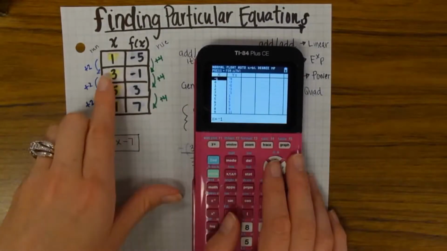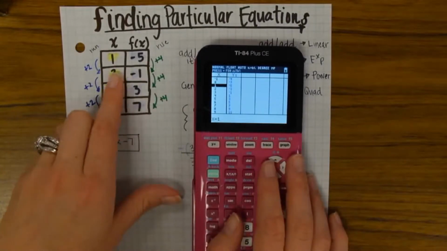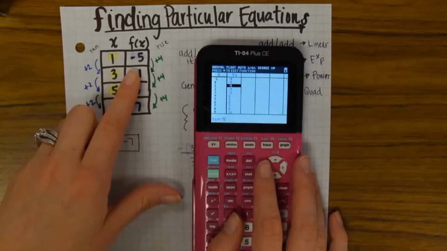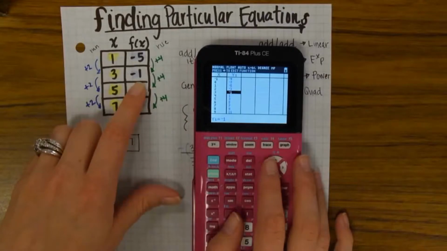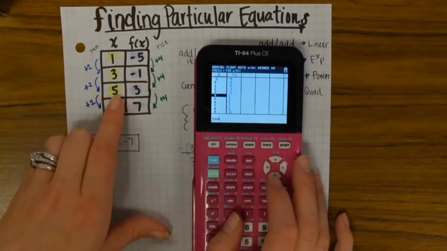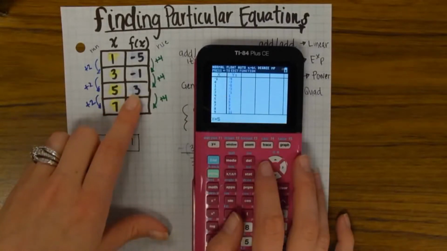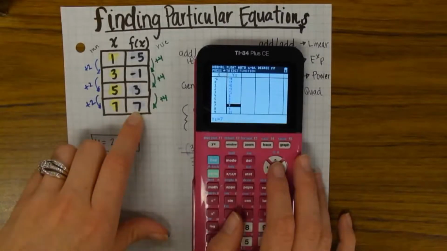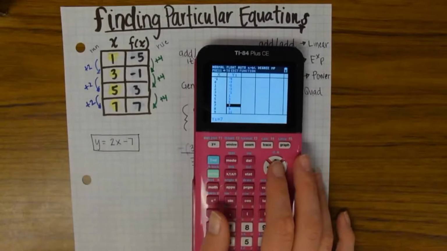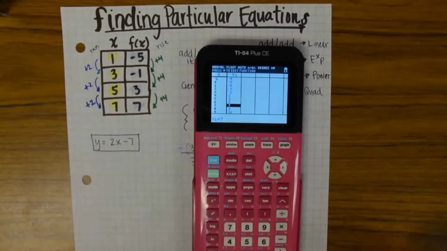And I'm just going to make sure that the ordered pairs are the same. So I'm going to go down to 1, 1, negative 5. Perfect. Go down to 3, 3, negative 1. Perfect. 5, 3. Perfect. 7, 7. Perfect. So we know that we have found the correct equation.